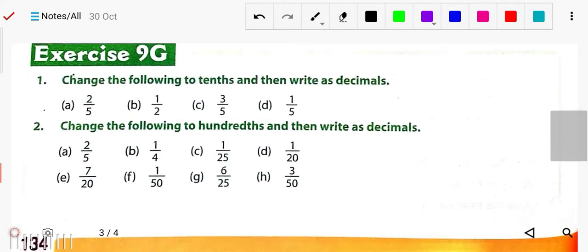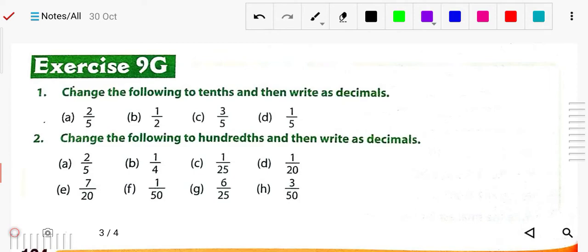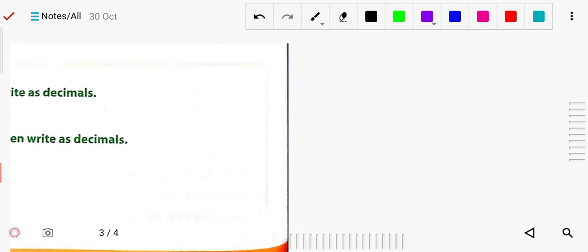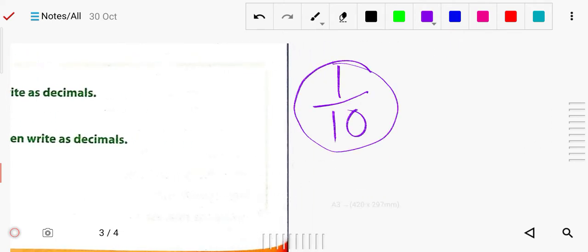Now we will solve exercise 9g. The first question: change the following to tenths and then write as decimal. So first of all we have to change it to tenths. As you know, what is a tenth? A tenth is nothing but 1 by 10. It is called tenth because when we read a decimal, after the point, on the right side of the decimal, we call the places tenths, hundredths, thousandths, likewise. So we have to change it into this tenth form.